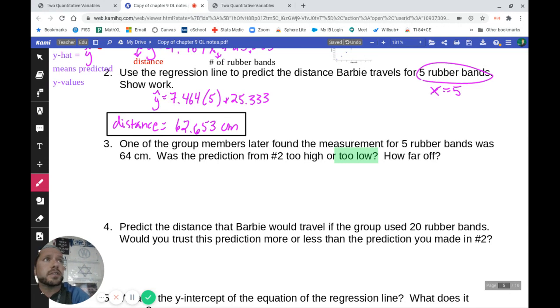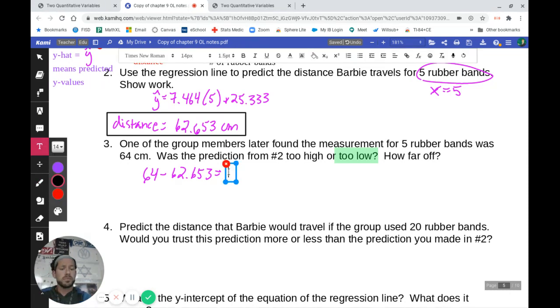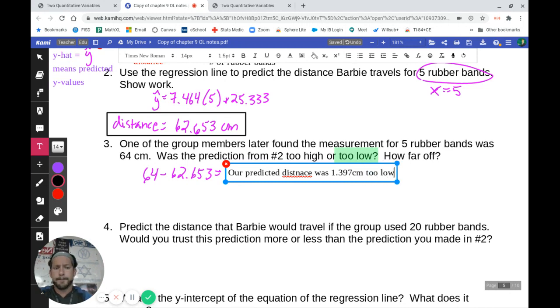And we can figure out how far off by just subtracting. So we'll take 64 and subtract the 62.653. And we can see that our predicted distance was 1.397 centimeters too low. And let's make sure we can spell correctly.